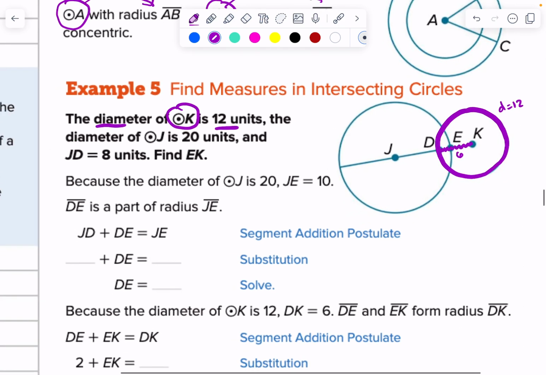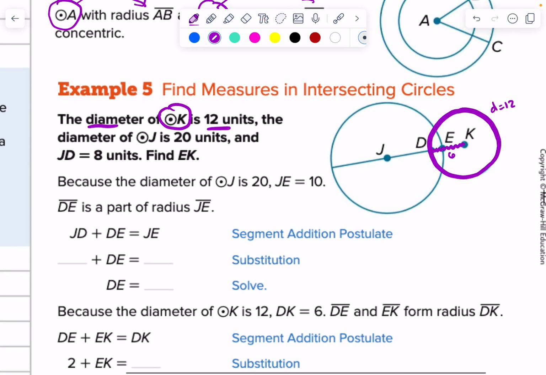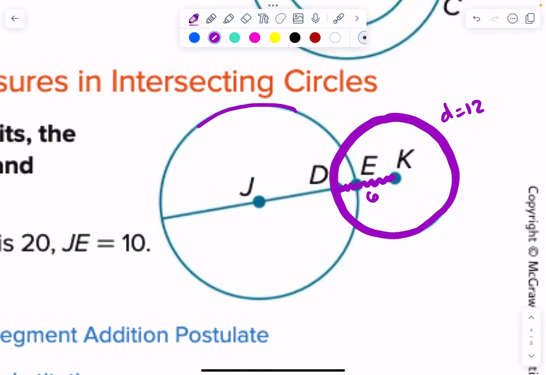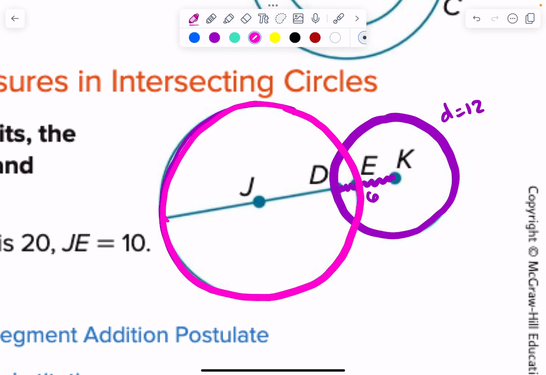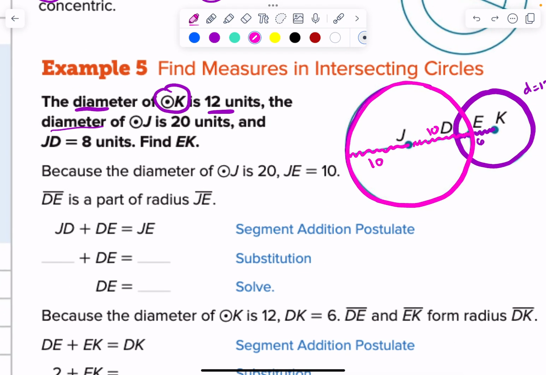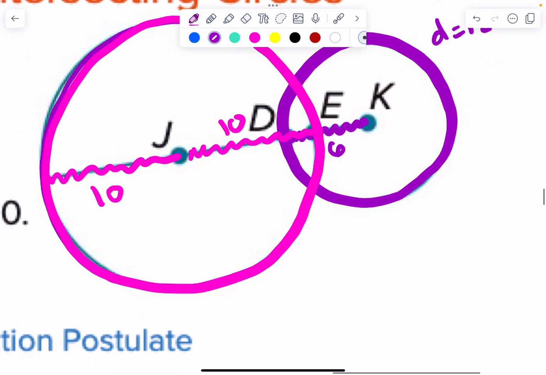All right, let's keep reading. Next, circle J, its diameter is 20 units. This circle has a diameter of 20 units, which means from here to here is 10, and from here to here is also 10. And they're overlapping in this little bit in the middle, which we'll figure out in a second. Then they say JD, the distance from J to D, is 8. And they want us to find some stuff.